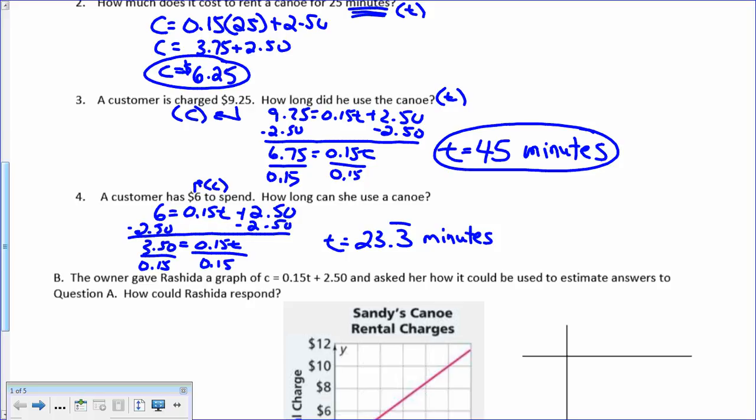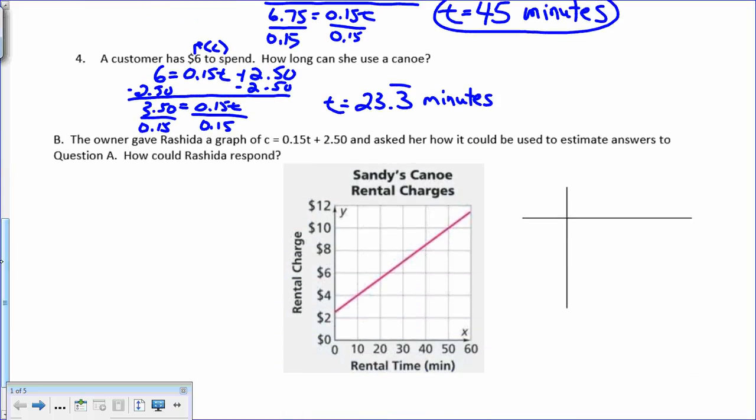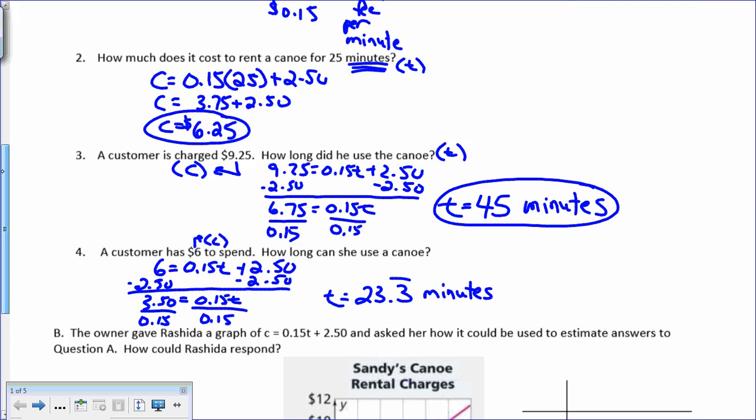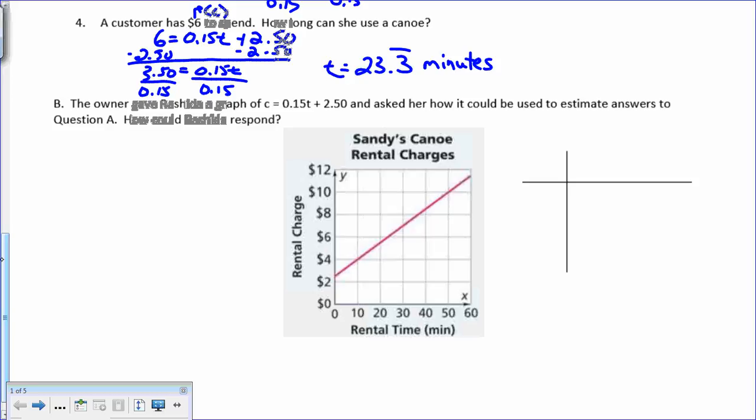All right. So our next part, the owner gave Rashida a graph, the same graph that we talked about above. Now, how can they use a graph to answer those questions? Well, it's going to be tough to be precise in a graph. That's why they want us to estimate the answers.